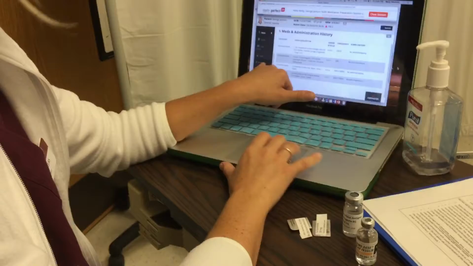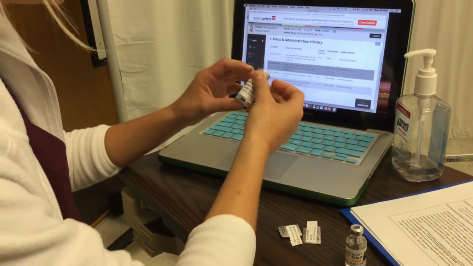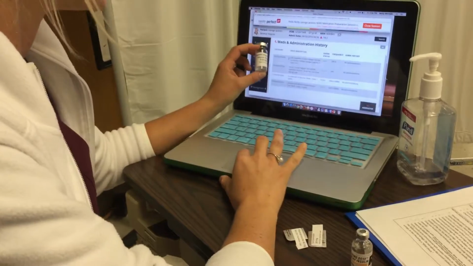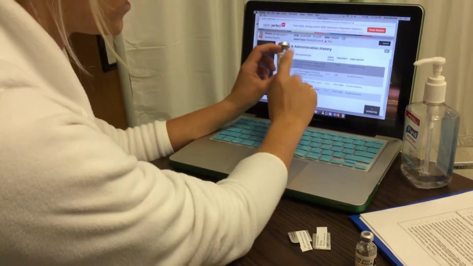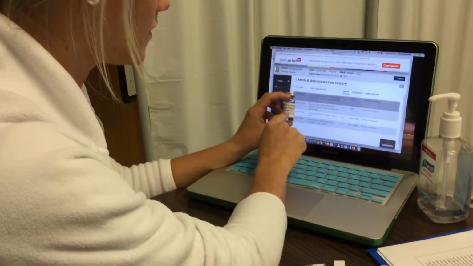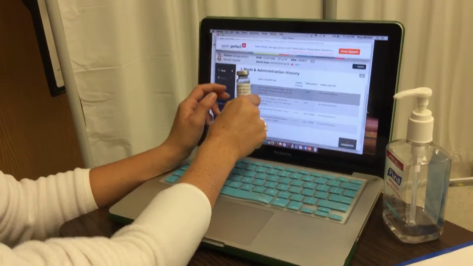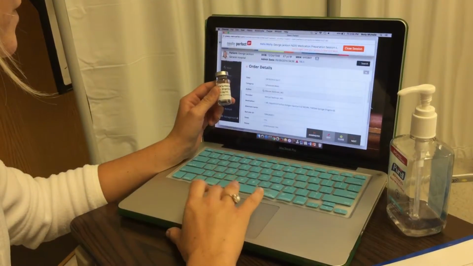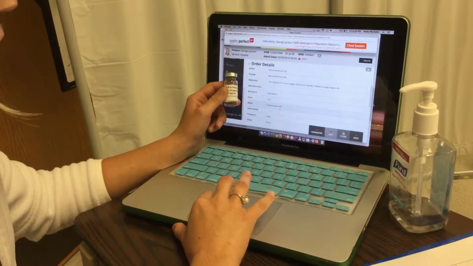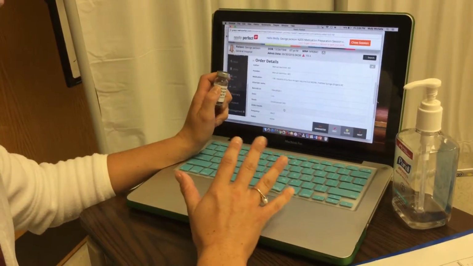So I have my patient's medications pulled up. I'm going to see that this is the correct drug. It's the correct dose. It's going to be 1 milliliter from the correct vial. The route is IM. The time that it is given is once, and it has not yet been given.